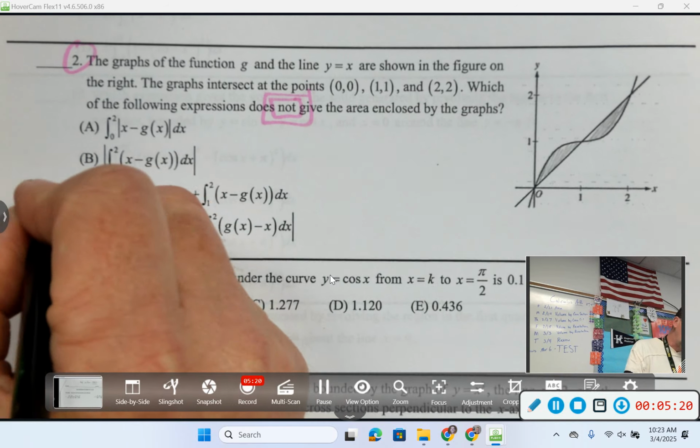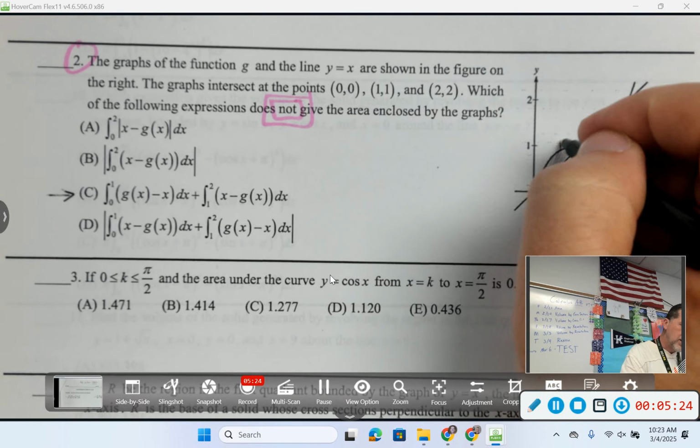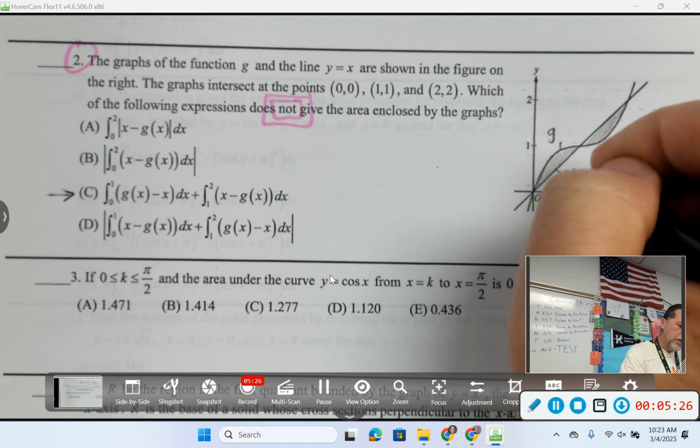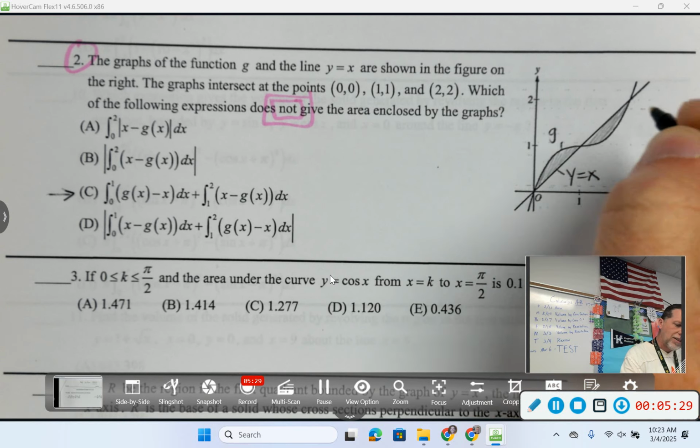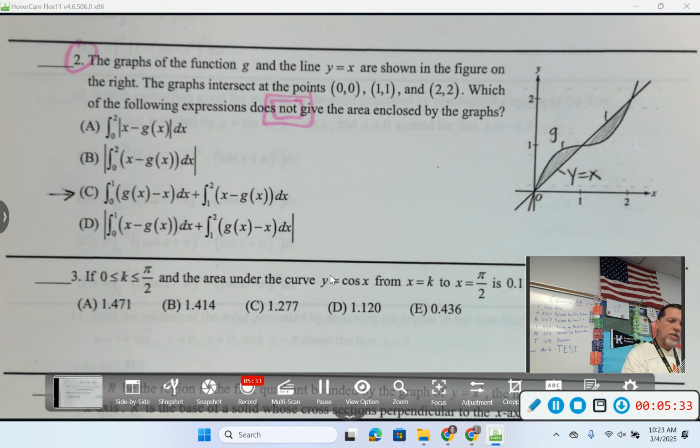I would say C is definitely the right answer, because we'll go from 0 to 1, where we're doing g of x minus x, and then 1 to 2, they switch, which is the above and which is the below. So C is definitely right. C is probably the way most people would work the question. But apparently there's 2 other ways to work the question.